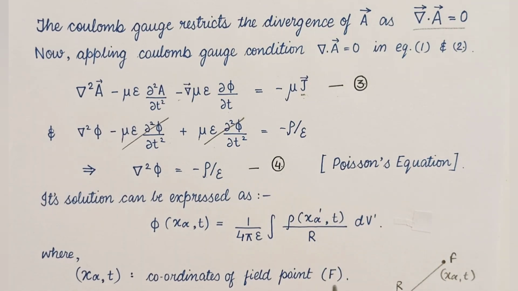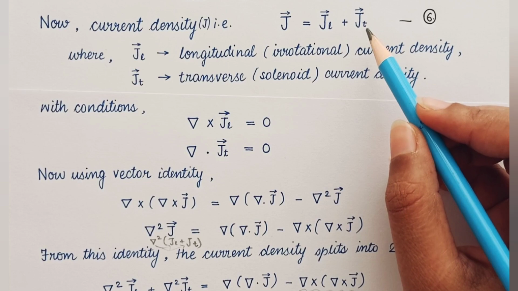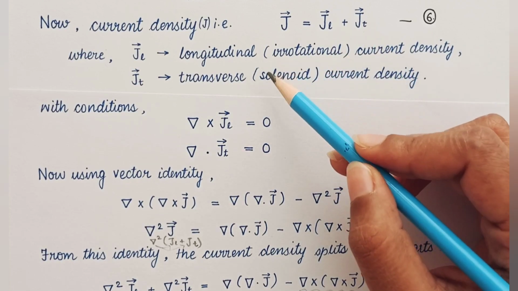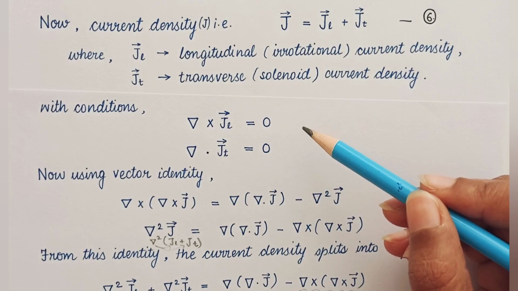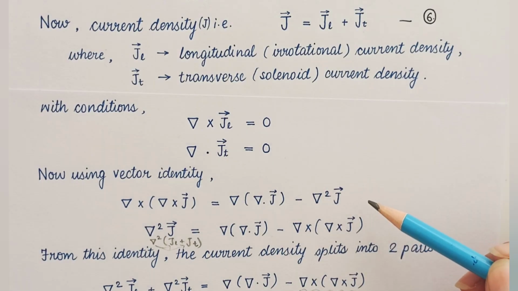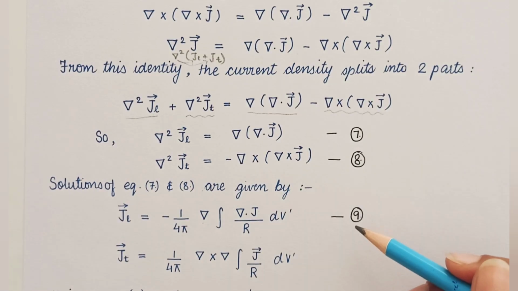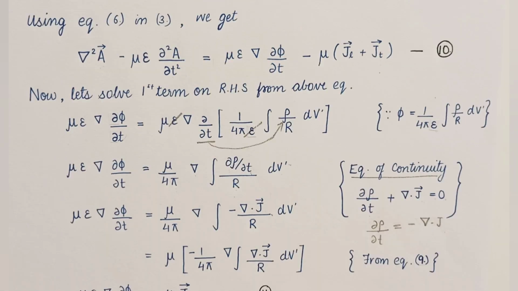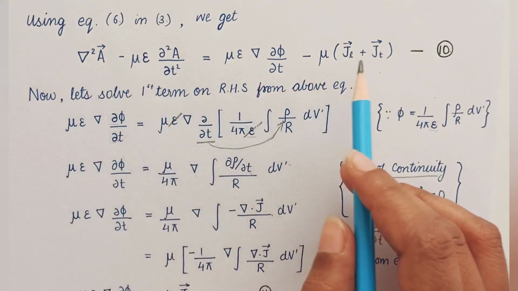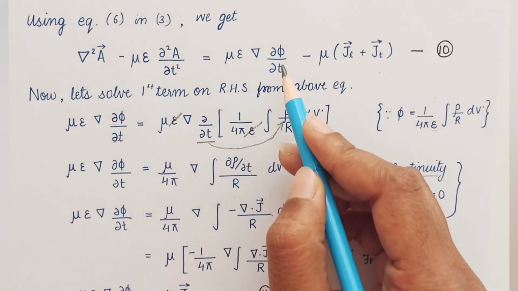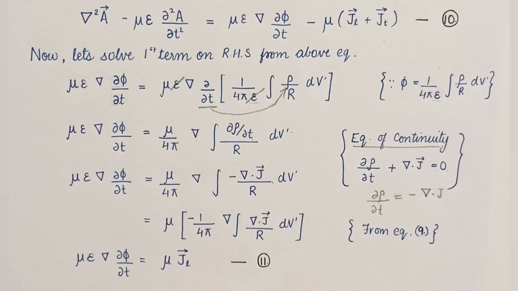What we did from here, we used this Poisson's equation first and we wrote the solution of this equation. Then after, we used the formula of current density J in terms of longitudinal and transverse current density. Then we used its two conditions, then one vector identity for J. Then after solving that vector identity, we went on to the solutions of the two equations. After that, we again went to the third equation, and by using the value of J, we rewrote this equation and then we solved it for the scalar potential to make the equation simpler, and we arrived at this result, that is equation 11.